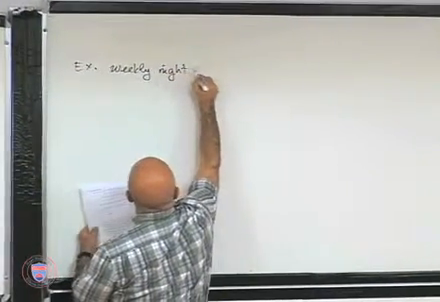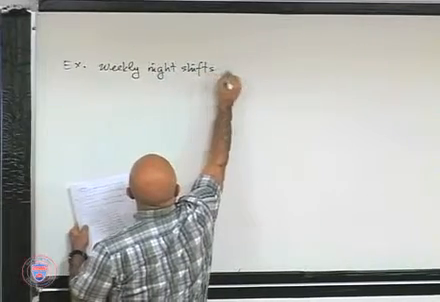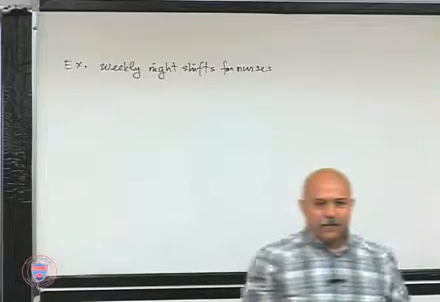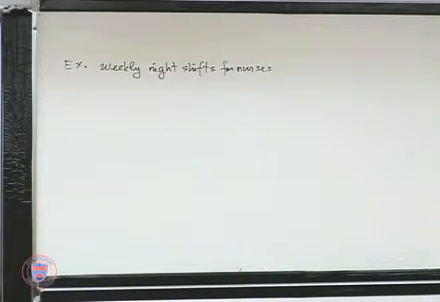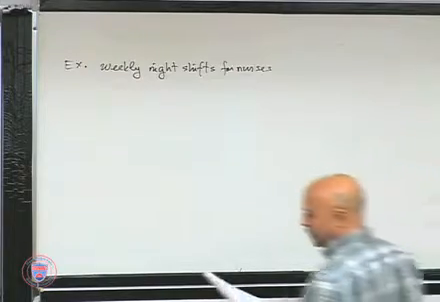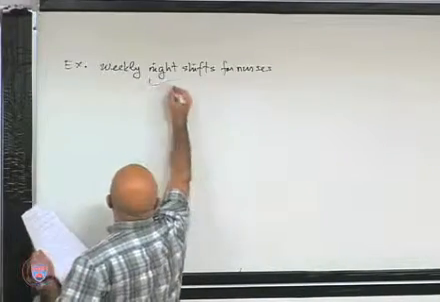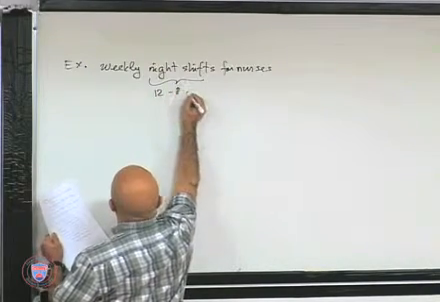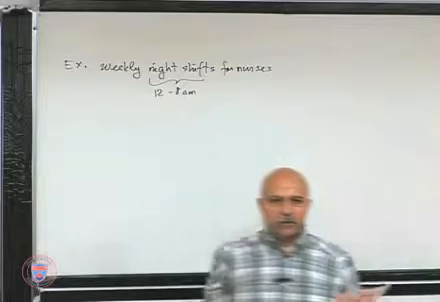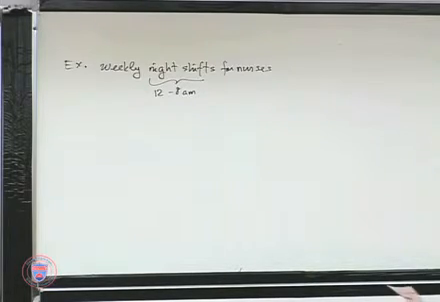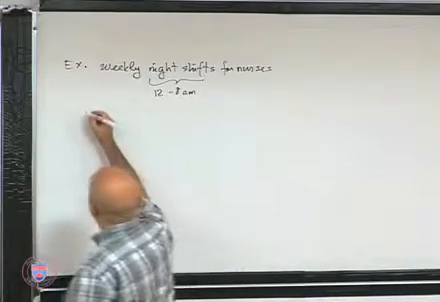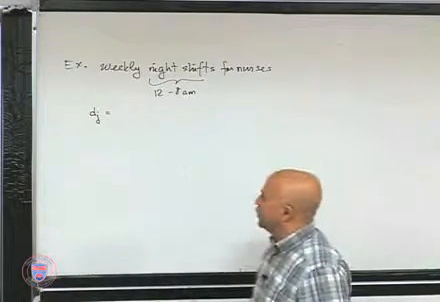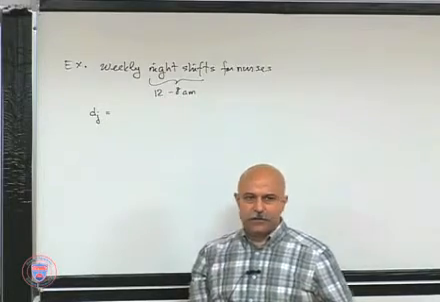Weekly night shifts for nurses in a hospital. Okay? So this time, instead of buses, you've got nurses in a hospital. The night shift goes from 12 midnight to 8 a.m., 8 hours. Okay? And we assume, again, we have a certain demand for the night shift on different days of the week.